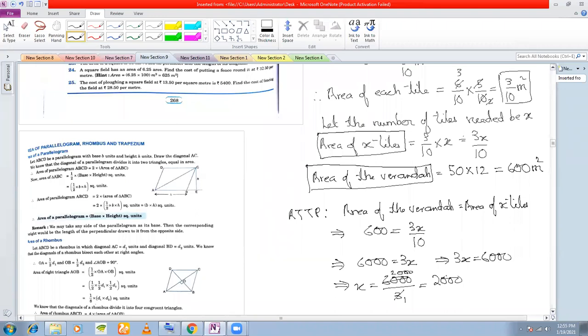Any question on this one? Yes. While we are doing the area of X tiles, we are multiplying 3 by 10 into X, so we are writing 3X by 10. Sir, we will not write meter square over there? See, you can write, no problem. But normally when there is a variable there, X is a variable here, even if you don't write, it will do. But you can write, no problem.